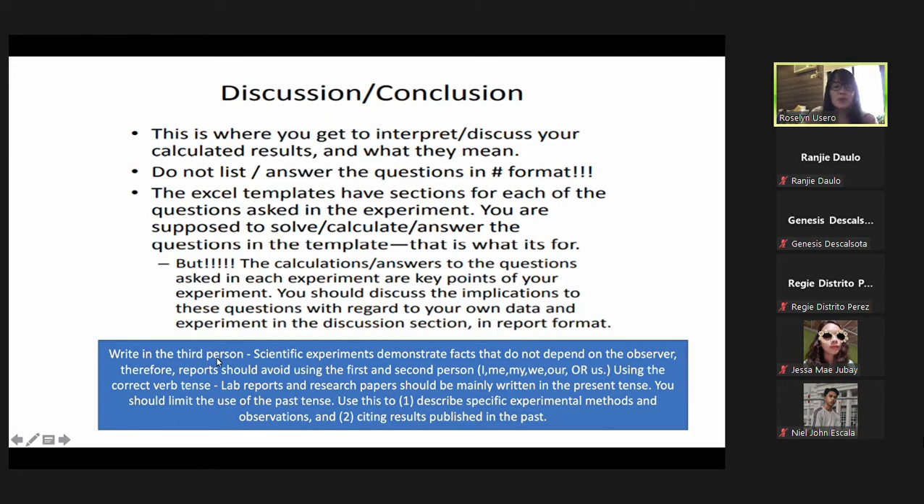Write in third person. Scientific experiments demonstrate facts that do not depend on the observer. Therefore, reports should avoid using the first and the second person like I, me, my, we, our, or us. Use the correct verb tense also. Lab reports and research papers should be mainly written in the present tense. We should limit the use of the past tense except for sa mga procedures, di ba? So use past tense to describe specific experimental methods and past observations and results published in the past. So take note of this, ha?